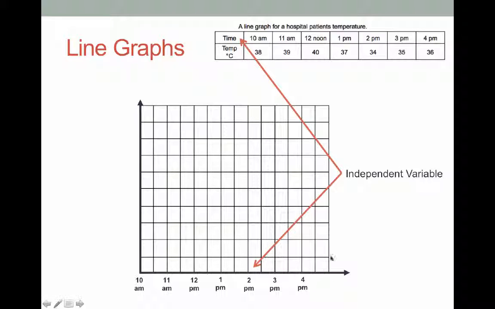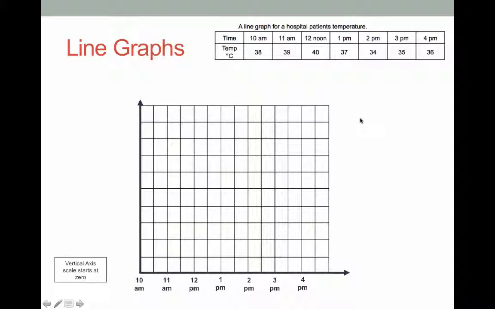This is the independent variable. This is the thing that we are checking throughout the day, the time. The temperature is what we call the dependent variable, and this depends on the time of the day, not the other way around. We'll see that in a little bit.